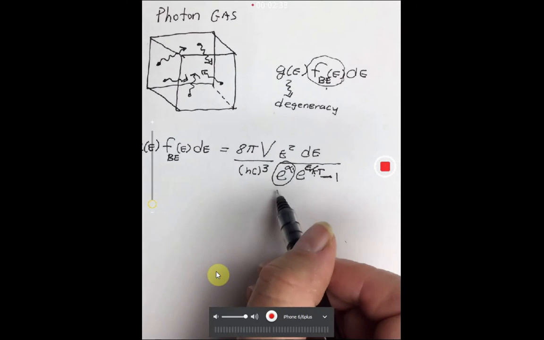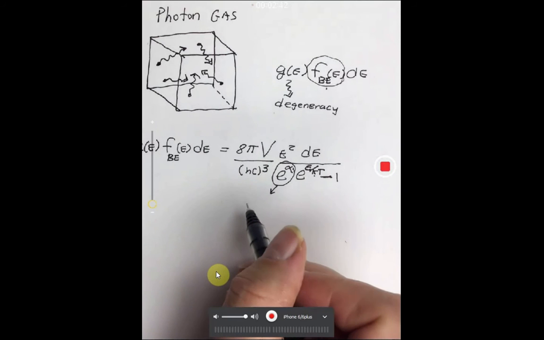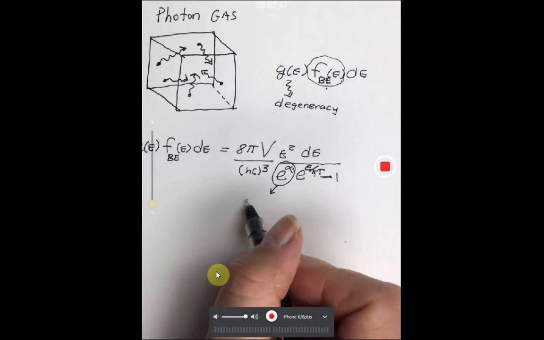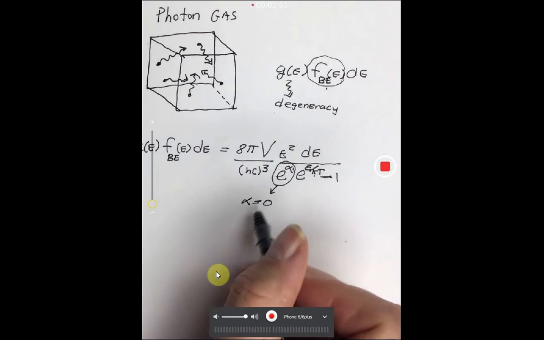We talked about this before, that alpha is the normalization constant, but to match experiment we find, and because the number of photons doesn't remain constant here, Einstein tells us we should set alpha to 0, so e to the alpha is equal to 1.